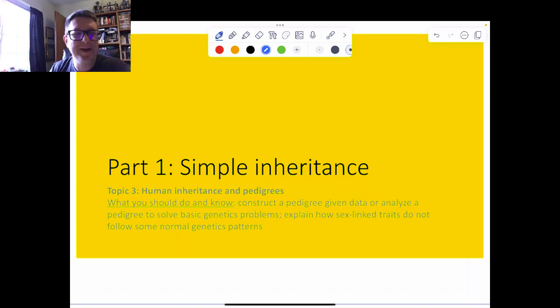Week number 10 in Bio 20. We're going to look at inheritance patterns in humans and pedigrees. So you should be able to construct a pedigree and use it to answer some really simple problems and explain how sex-linked traits don't follow normal genetic patterns.